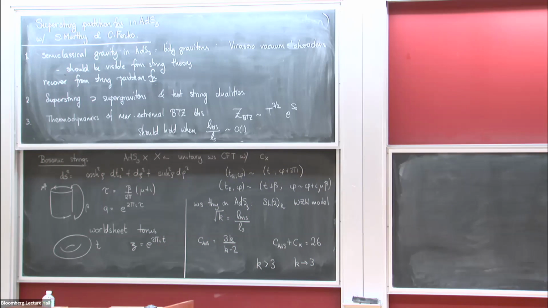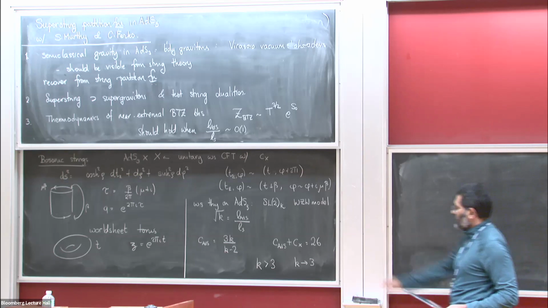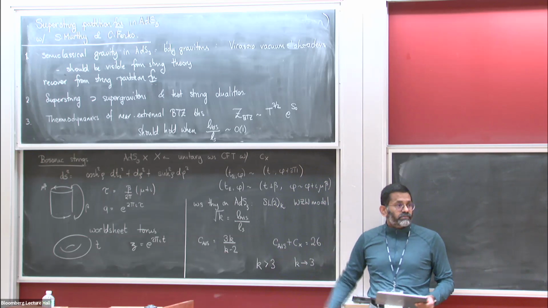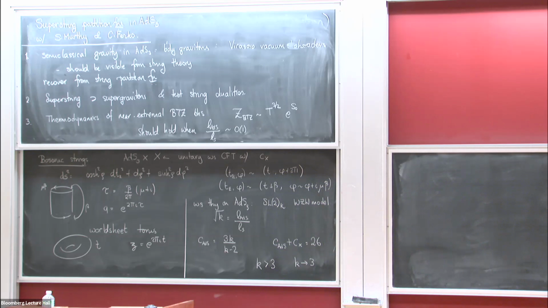If k is large, then we're in the semi-classical regime, and I expect that what I said at the top, namely the supergraviton, the graviton partition function, should just work out. But we want to see what happens as we dial k away from the semi-classical regime down to small values.